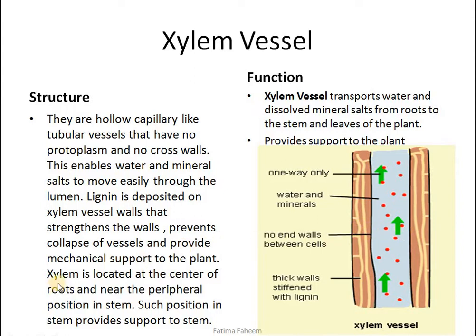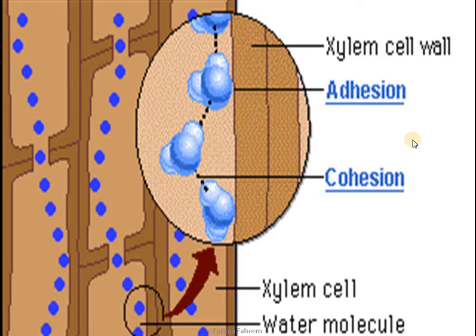I am repeating again, xylem is located at the center of roots and near the peripheral position in stem. Both of these locations actually help the stem and roots. Mechanical support is provided by xylem vessel. What's the function? We have discussed already that xylem vessels transport water and dissolved mineral salts from roots to the stem and leaves of the plant, and they provide mechanical support to the plant.